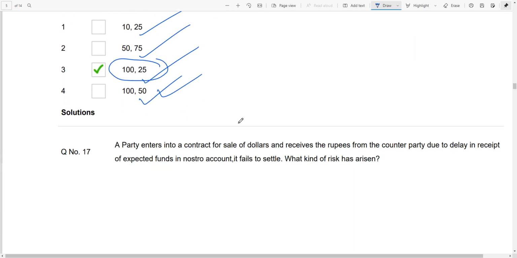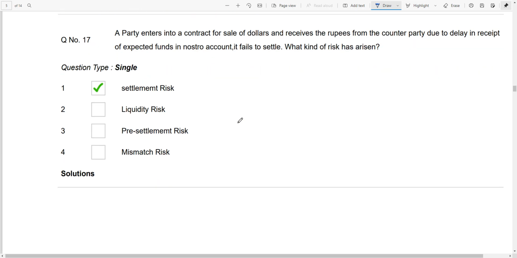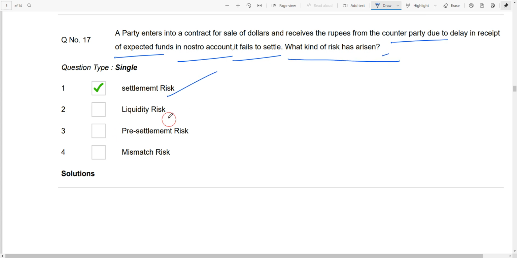Question number 17. A party enters into a contract for sale of dollars and receives the rupee from the counterparty. Due to delay in receipt of expected funds in escrow account, it fails to settle. What kind of risk has arisen? Settlement risk, liquidity risk, pre-settlement risk, mismatch risk. So the correct answer is settlement risk. Settlement risk has arisen.